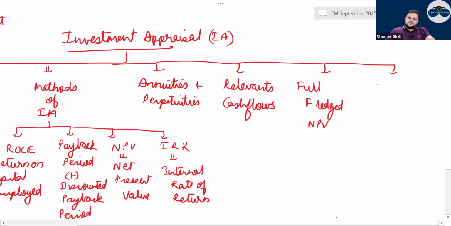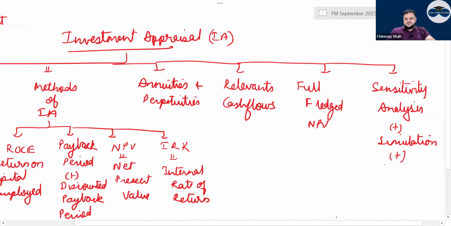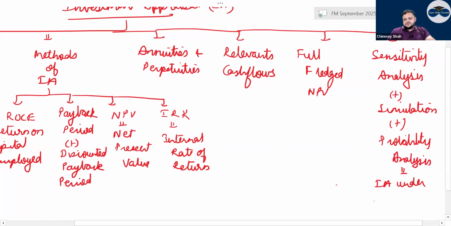Then you have sensitivity analysis plus simulation. एक ही पूरा chapter, I am writing all topics of that chapter together. Simulation, sensitivity analysis, plus probability analysis. इसको actually can we give a heading here? Just give a heading here. This is, you write it as investment appraisal under uncertainty.